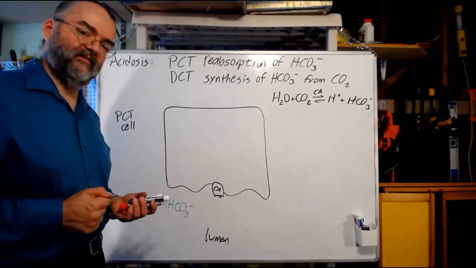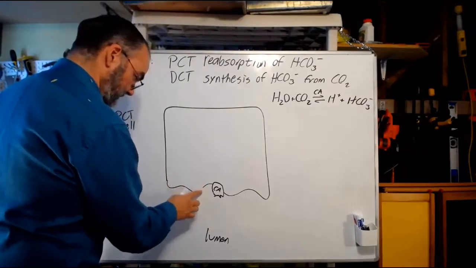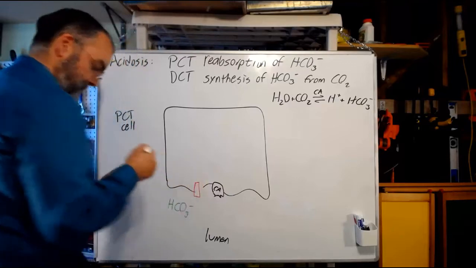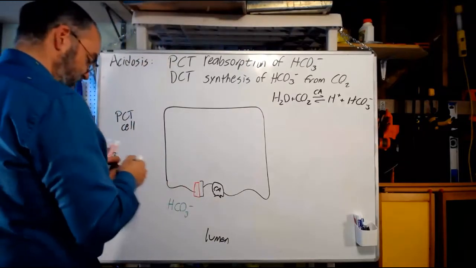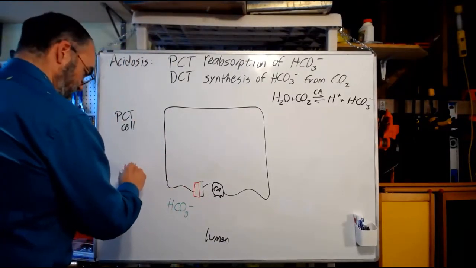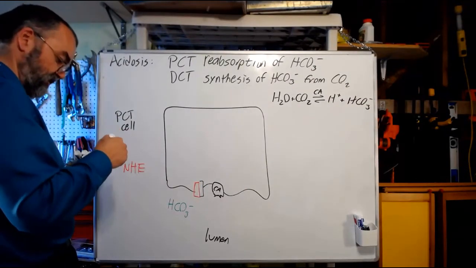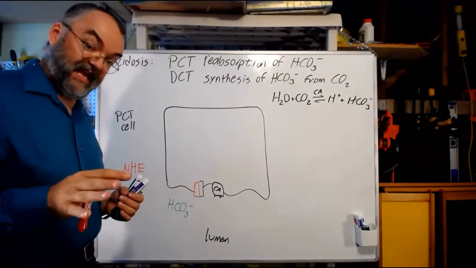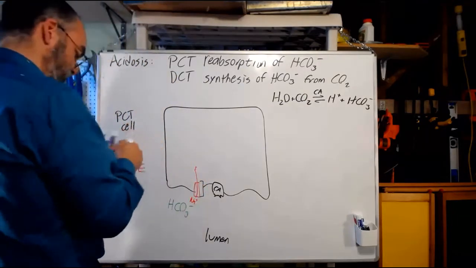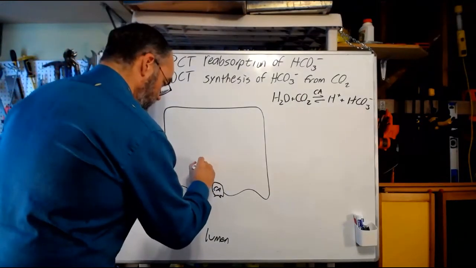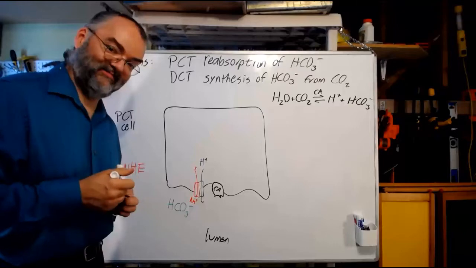How can I get a proton? As it turns out, there is a transporter for that. This is something called the NHE, which stands for sodium (Na) proton (H) exchanger. The NHE is a sodium proton antiport. So it's going to take sodium coming in in exchange for protons coming out. Now, where did I get the proton? Hold that thought. We'll get back to that.